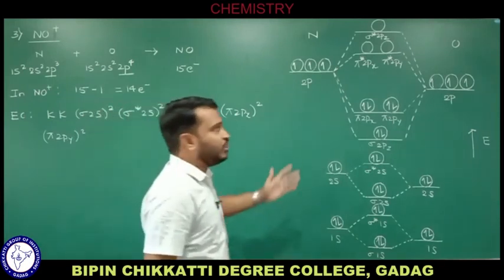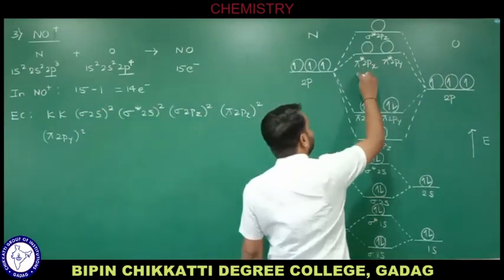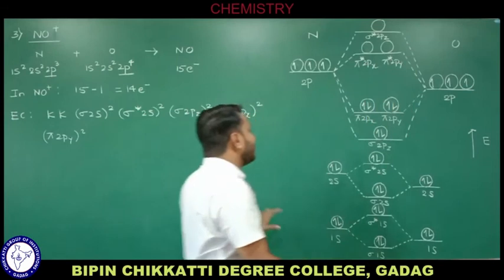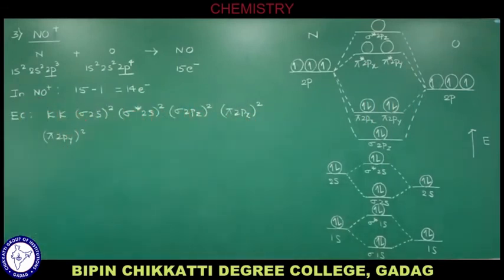1 electron has been lost. Actually the electron from pi star 2px is going to be lost, so we will get the electronic configuration in this fashion. So we'll see the bond order.